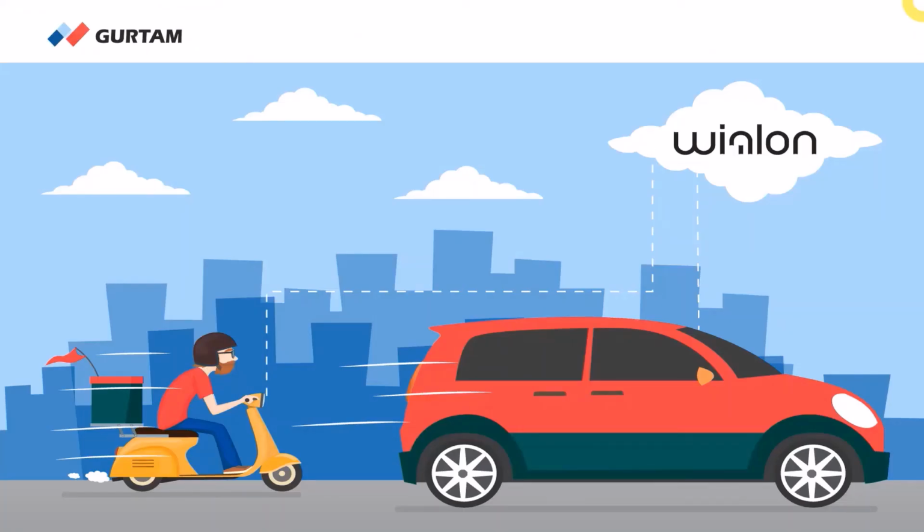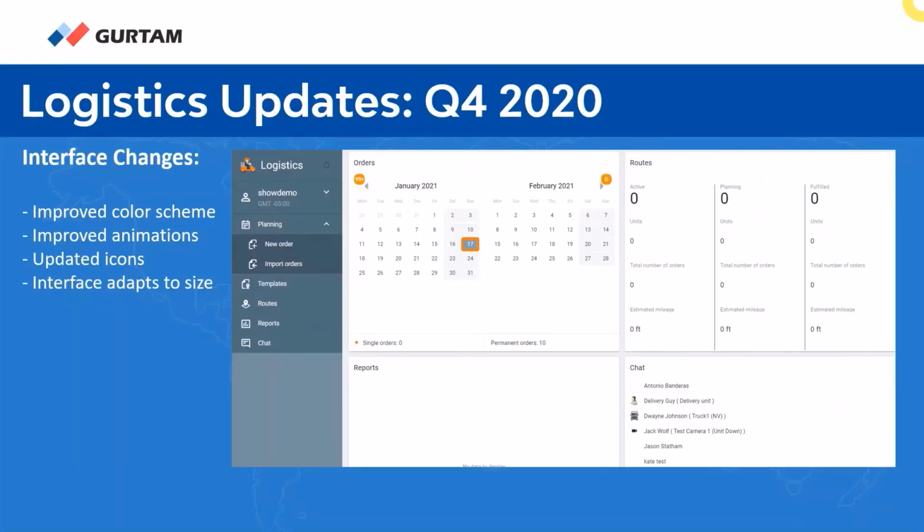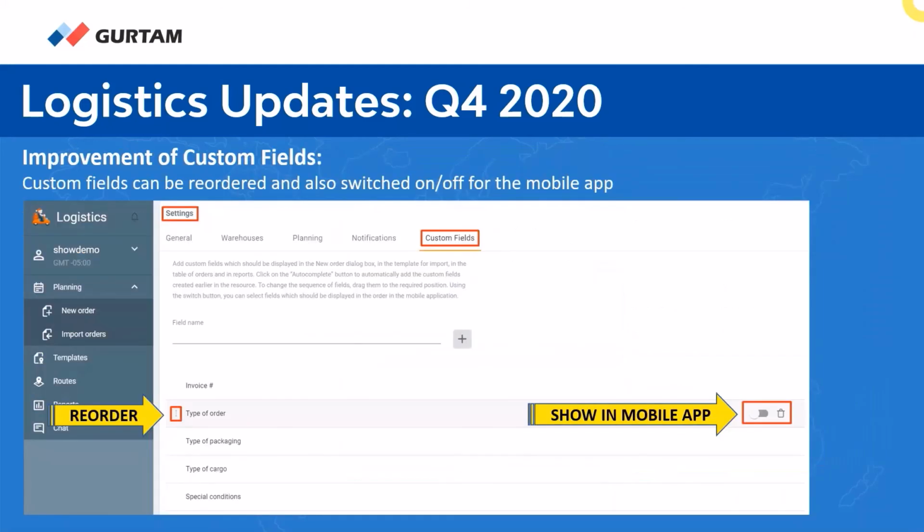Let's take a look at a few logistics updates. First, you'll notice some subtle interface changes, including updated icons and color scheme, and the interface now adapts to the size of a web page, which makes it more user-friendly and makes it easier if you're managing routes on a tablet, for example.